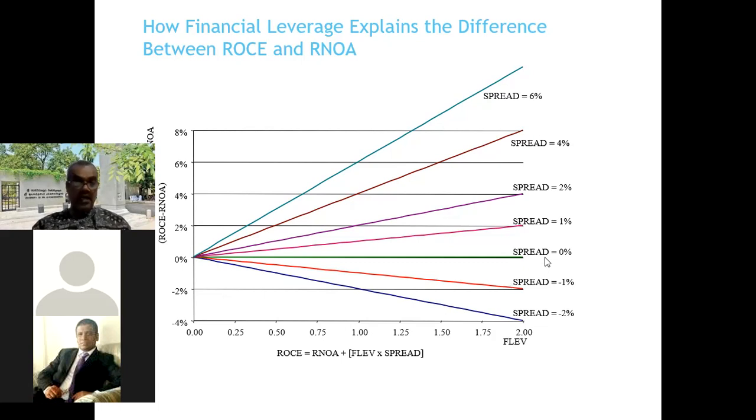Spread is 0, meaning there is no difference between return on net operating assets and net borrowing cost. Spread means the difference between return on net operating assets and the borrowing cost. If there is no difference, spread is 0. If the borrowing cost is greater than the return on net operating assets, your spread is always negative. So positive spreads are situations where the return on net operating assets is greater than the net borrowing cost.